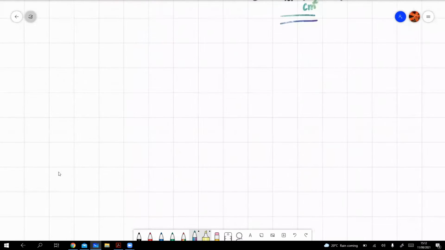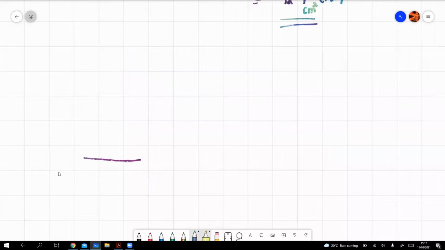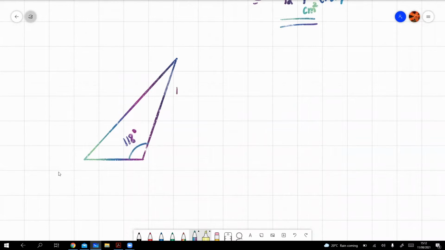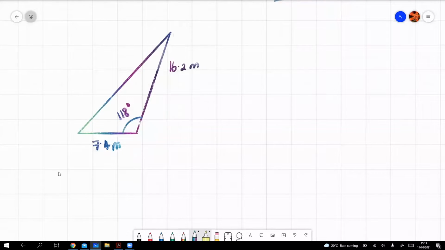Let's have a look at another question then. Okay, there we are. I'm going to say that there is 118 degrees. This here is 16.2 meters and that there is 7.4 meters. Okay, right, let's work out the area then.